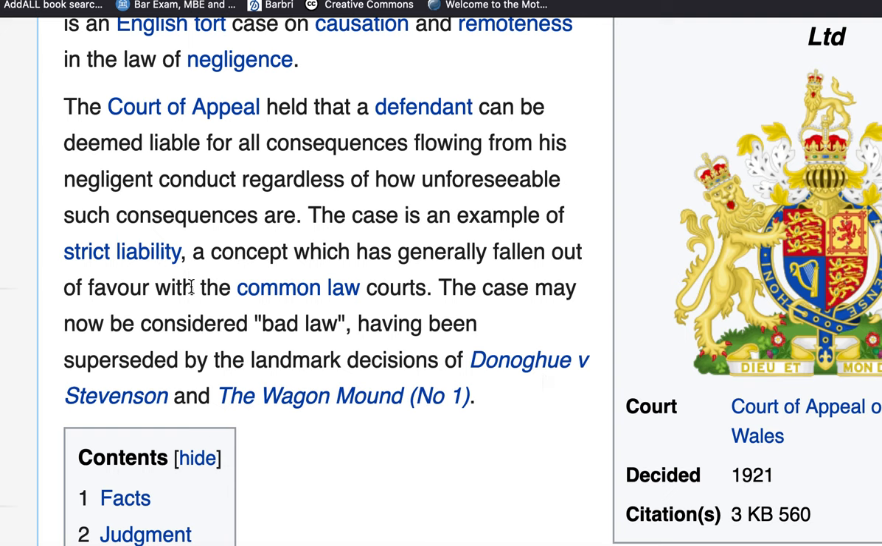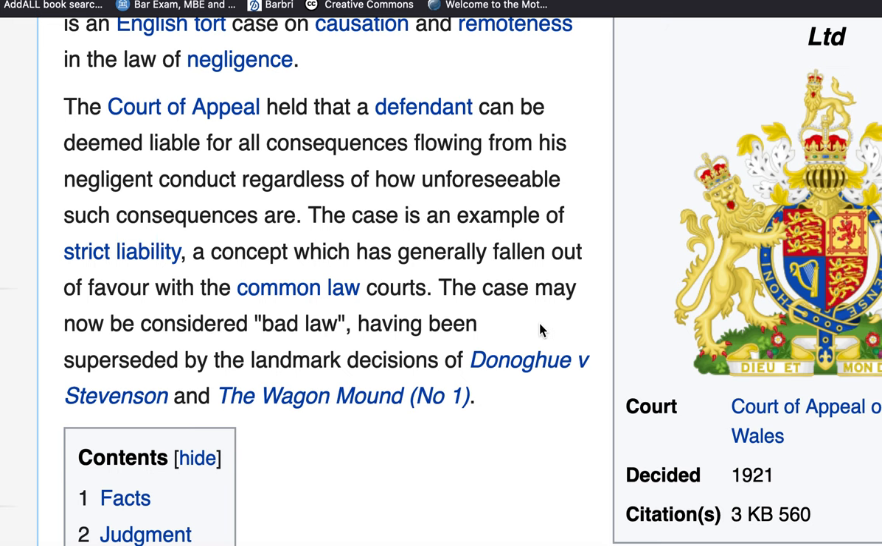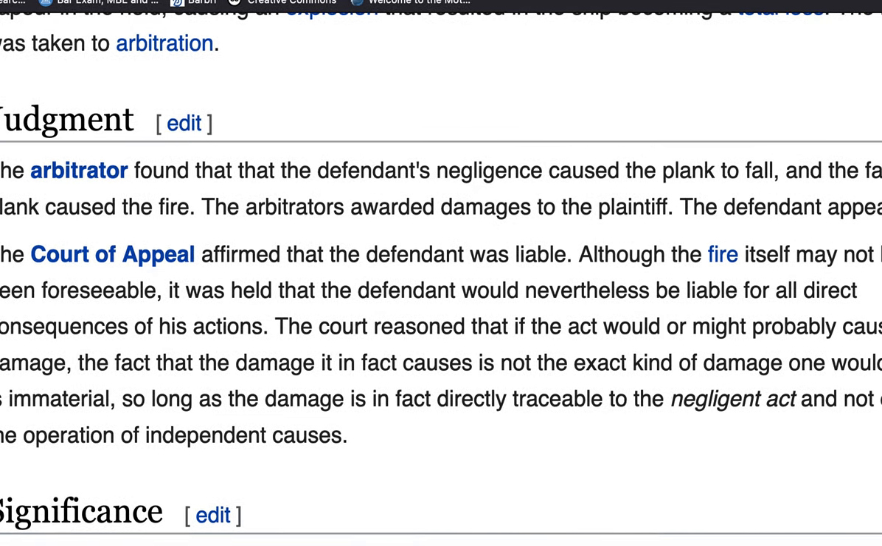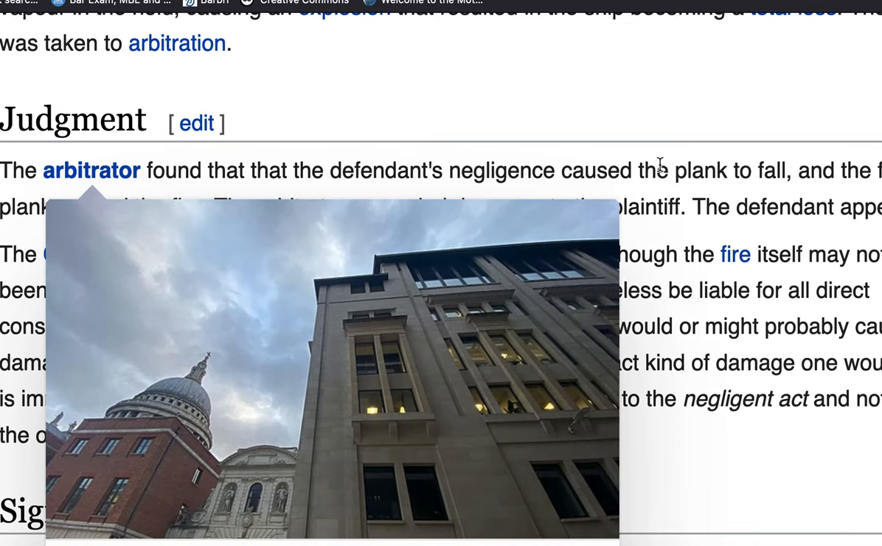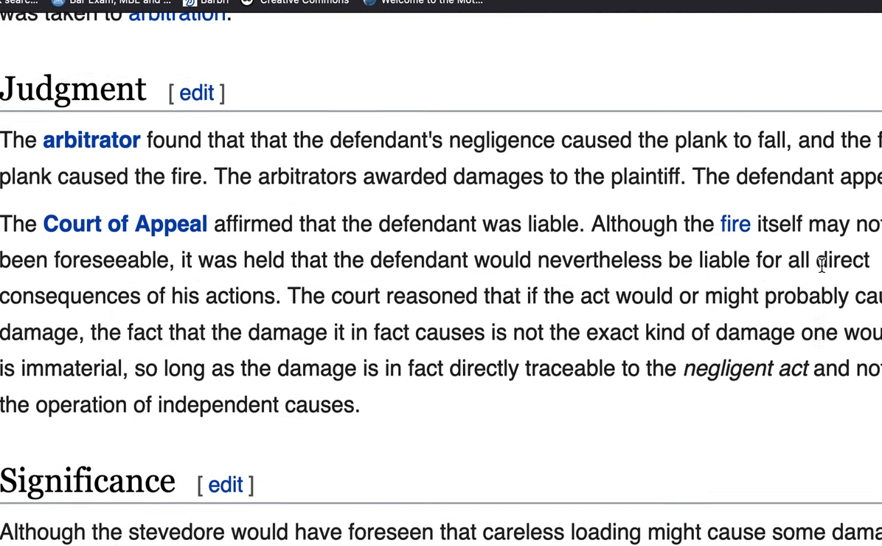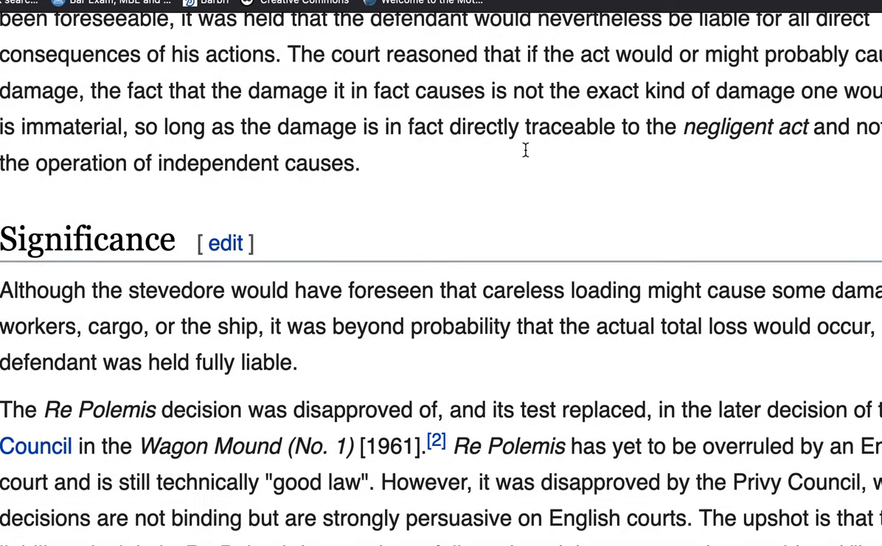Okay, so with the common law courts, the case may now be considered bad law, having been superseded by the landmark decisions of Donoghue and the Wagon Mound. Okay, so these are the cases that you want to know because they're also applied in United States courts. So this was majority strict liability, and basically they were taken to arbitration, and this was about a plank falling and causing a fire, and the Court of Appeal affirmed it. So even though it wasn't foreseeable, it was held that the defendant would nevertheless be liable for all direct consequences of his actions.